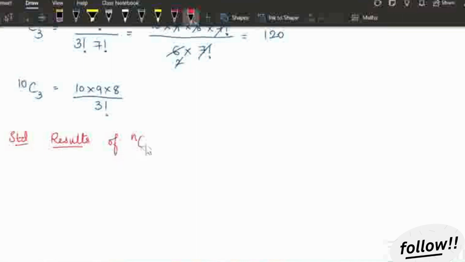Of nCr. Okay. These results again are important. We are going to be using them in our problems. I'll tell you where to use which one, and you don't have to memorize it. If you understand why certain values are there in the standard results, it is easier to apply them in solving your questions.